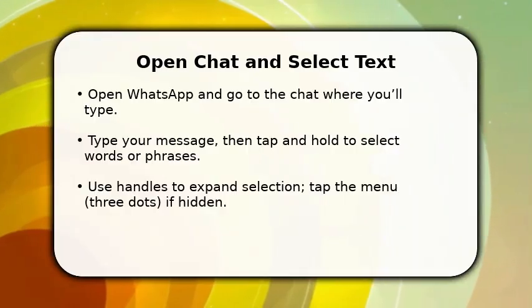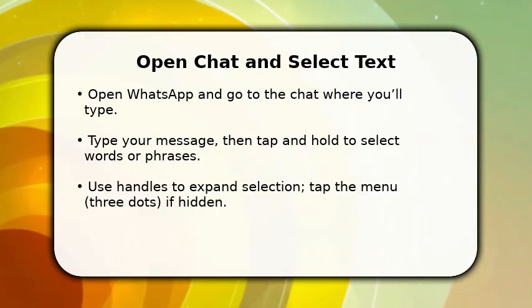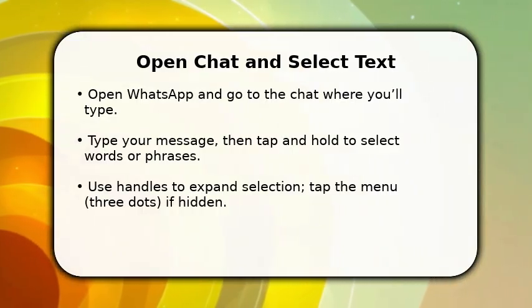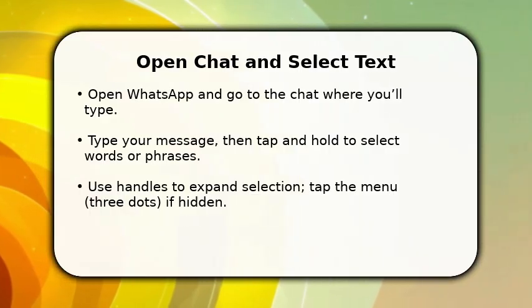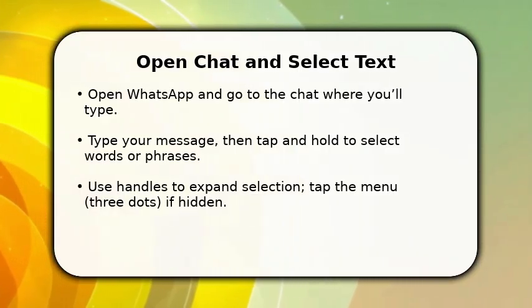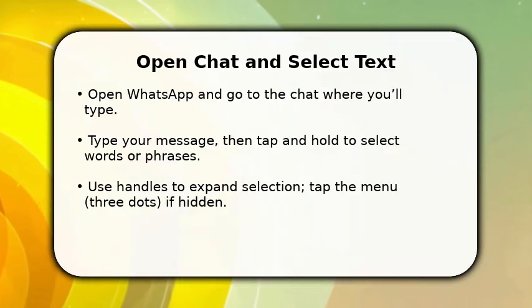You begin inside the chat. Type the message you want to style, then press and hold a word to highlight it. Once done, drag the blue handles to include the full phrase you need. Make sure to look for the contextual menu that appears above the selection.